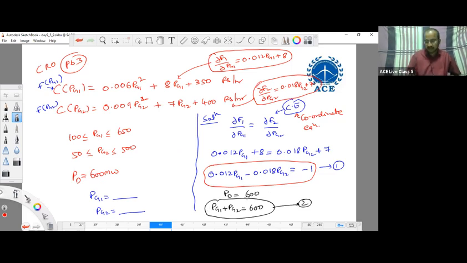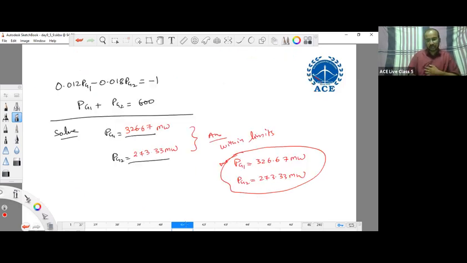And the second equation, how do we calculate? PD is 600 megawatt that we got. So PG1 plus PG2 is equal to 600. Solve those two equations, you will get PG1 and PG2. I think all of you have understood how to calculate this. Understood? So now let us go for the problem.